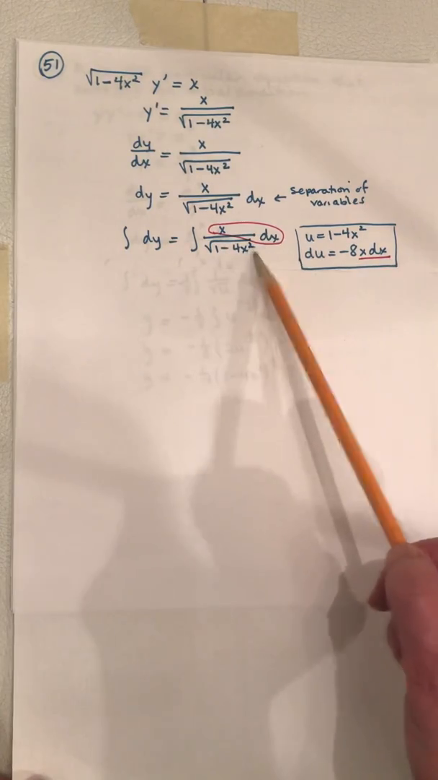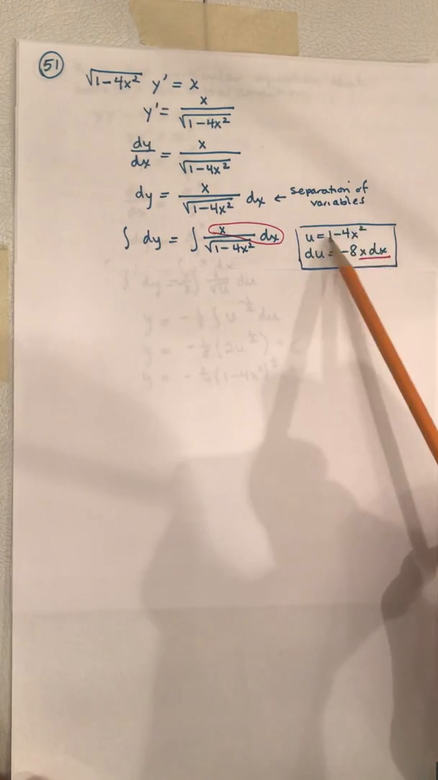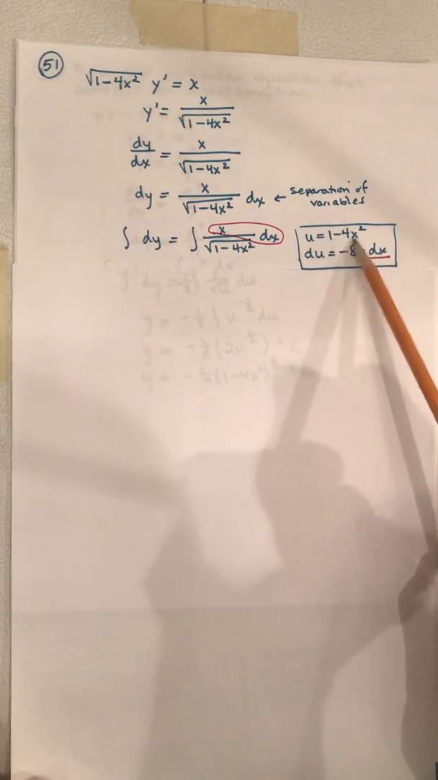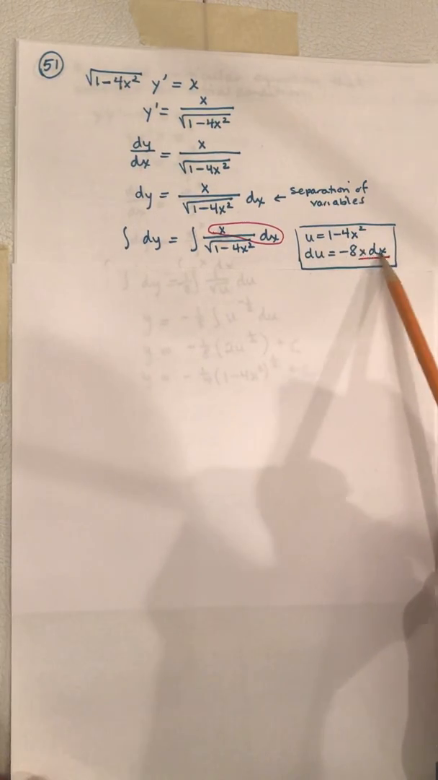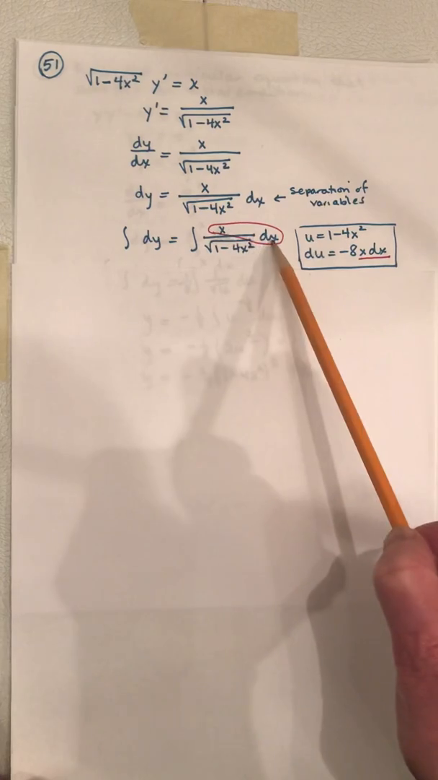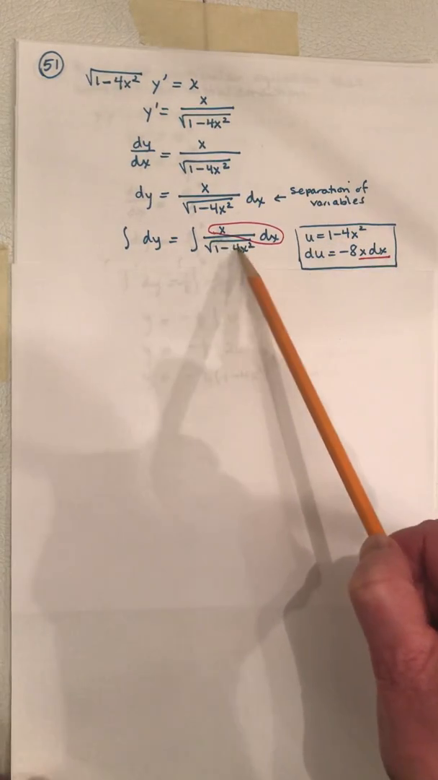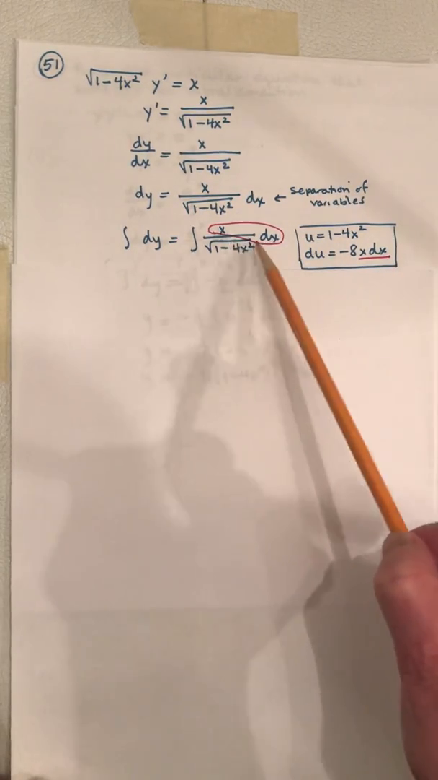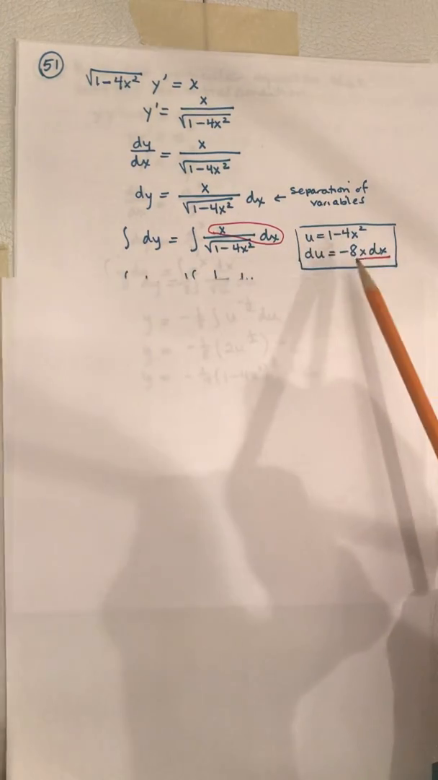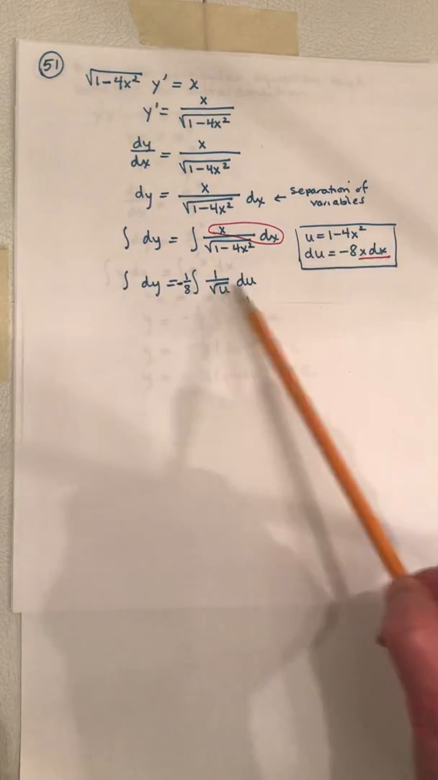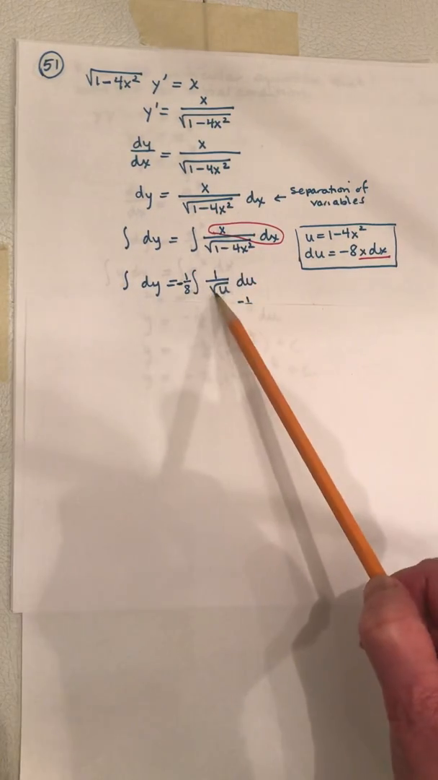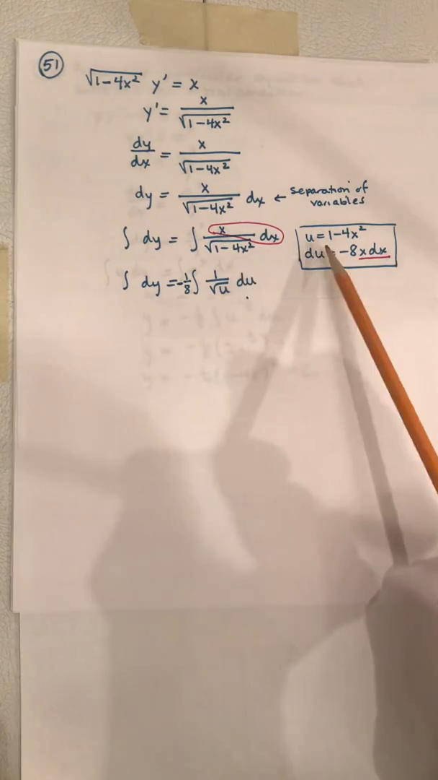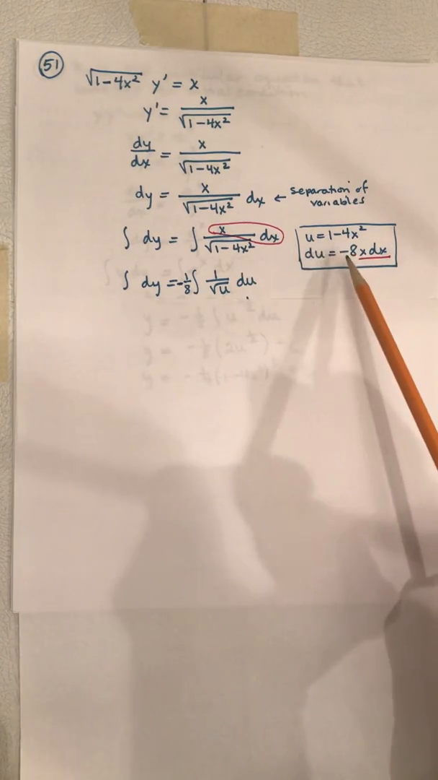So again, a u-du substitution. u equals 1 minus 4x squared. The derivative of 1 is 0, and the derivative of negative 4x squared is negative 8x dx. Well, the x dx is covered in our du, because here's x dx, and our 1 minus 4x squared is our u. So substituting with our u and du expressions, we get the integral of dy equals 1 over the square root of u du. But note that the du has a negative 8.